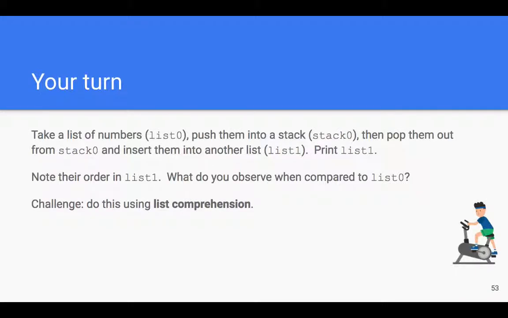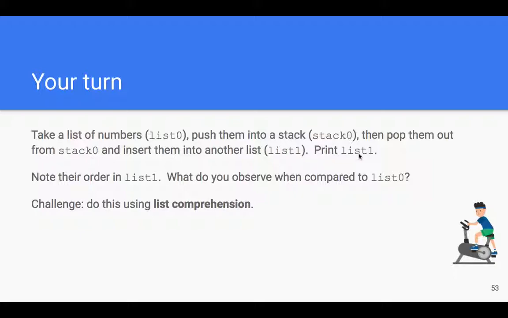Now it's your turn to try to do something slightly more complicated. Let's take a list of numbers. Let's call this list 0. You can put whatever numbers in there, but I'm just going to put 0 through 9 in there. Take each number off this list and push it onto a stack, and then let's pop all the numbers out from the stack and insert them into a new list, list 1.